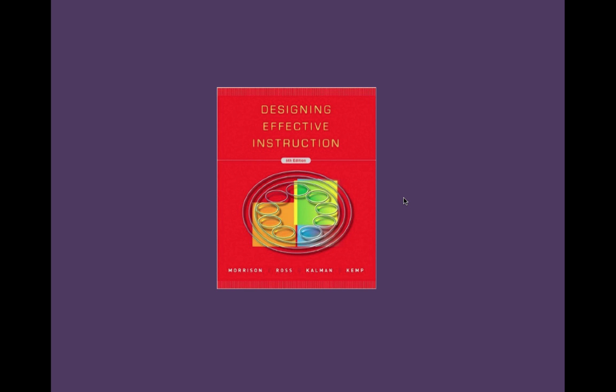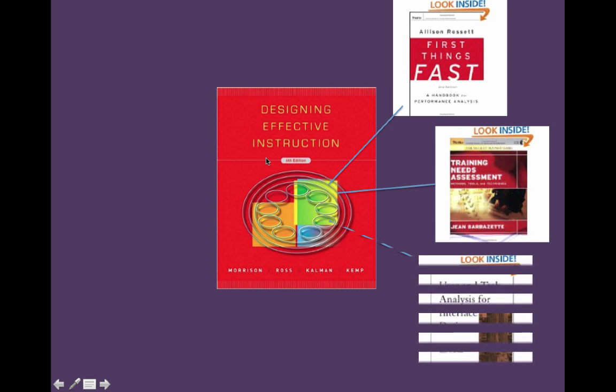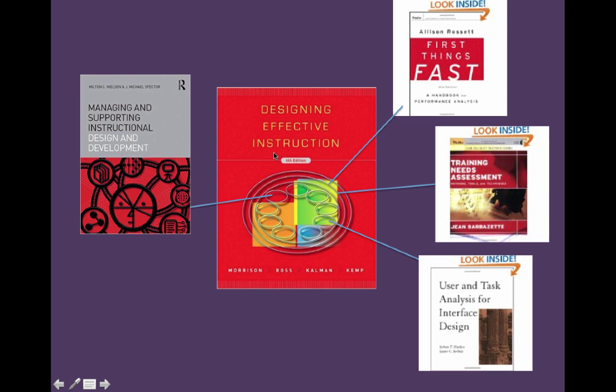The chapters in your textbook, each little oval shape of the model represents a chapter. Each of those chapters is fairly dense with information. It's nice for you to know that every chapter in the book probably has 1 or 2 books written about just that part of the ID process.